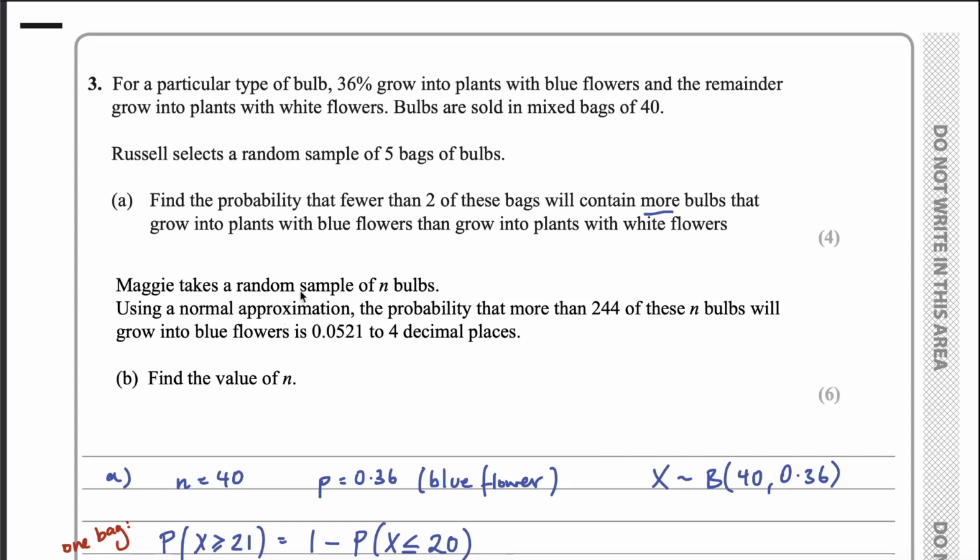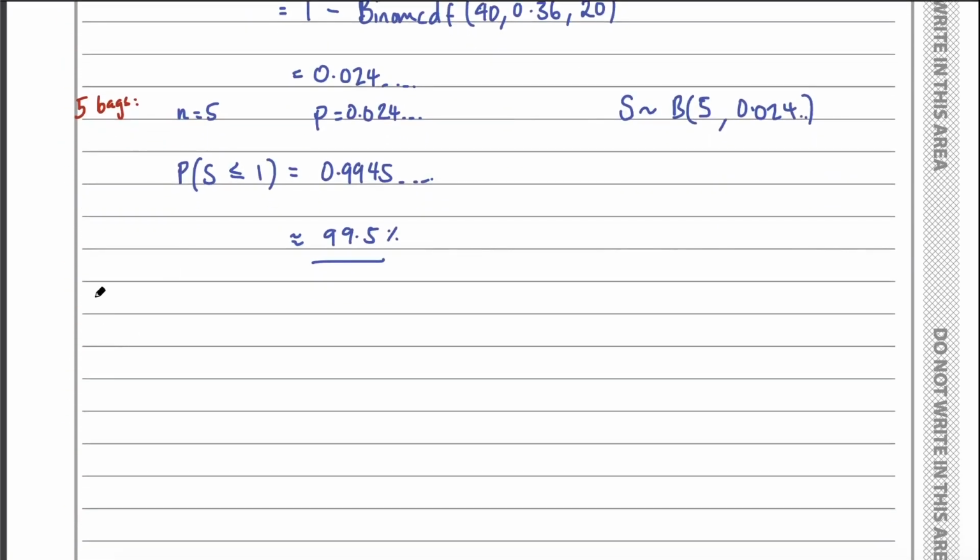Part B says Maggie takes a random sample of n bulbs. Using a normal approximation, the probability that more than 245 of these n bulbs will grow into blue flowers is 0.0521 to 4 decimal places. Find the value of n. Okay, so we're using a normal approximation to a binomial function, and they've told us a probability for a certain amount, but they haven't given us the sample size. So we're going to have to find the sample size. So let's just write n equals n. Why not? Just to be really clear as to what we're looking for.